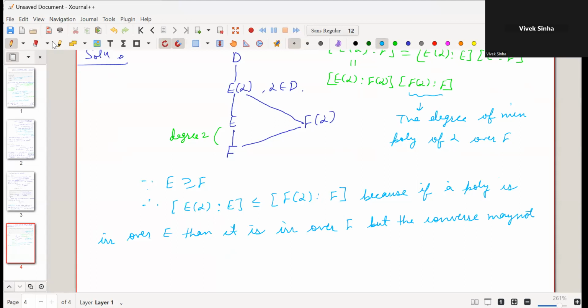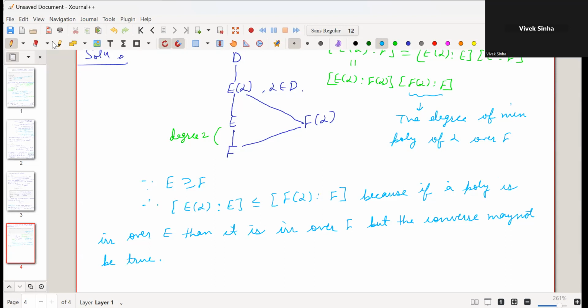Like you can take Q, and take x square minus 2, and if you take an extension containing root 2, then you can split it in Q adjoin root 2, but you are not able to reduce it in Q. So over a larger field, the polynomial may split, but if it is not splitting on the larger field, then it will definitely not split in the lower field. Okay. So a polynomial irreducible over E is irreducible over F, but the converse may not be true. That's why it is less than or equal to.